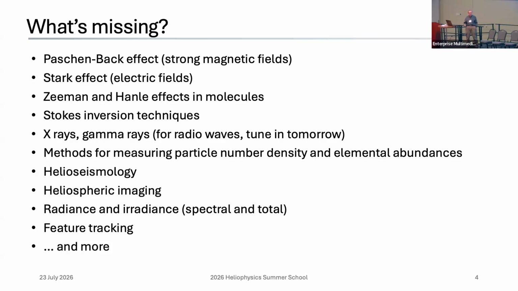Won't talk about molecules. We will talk about Stokes polarimetry, the way you interpret polarized line profiles, but the way you get from those observations in detail to what you want, the magnetic field in its orientation, is too detailed to go into. We won't talk about X-rays, gamma rays. You'll hear about radio waves from Tim Bastian tomorrow morning. Helioseismology, a huge area that relies primarily on optical observations, but too much. Go into heliospheric imaging, but I'll come back in a second. Enough of this.